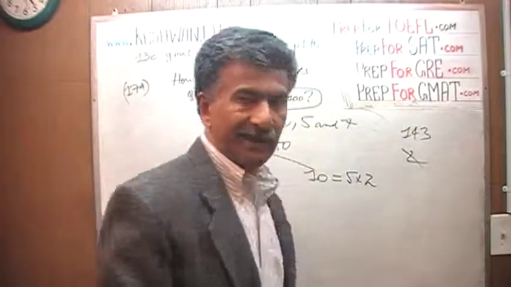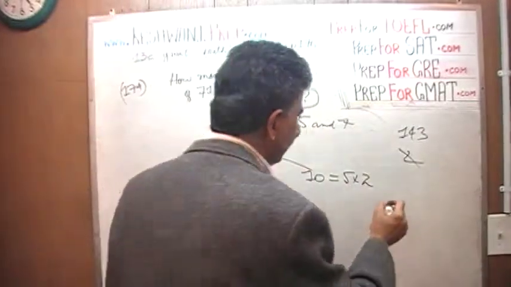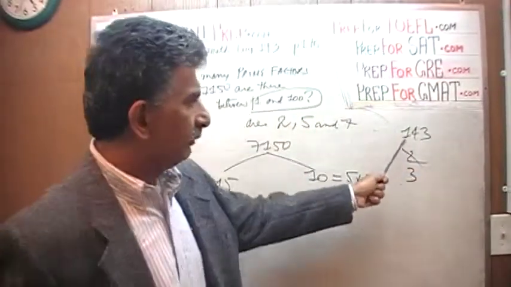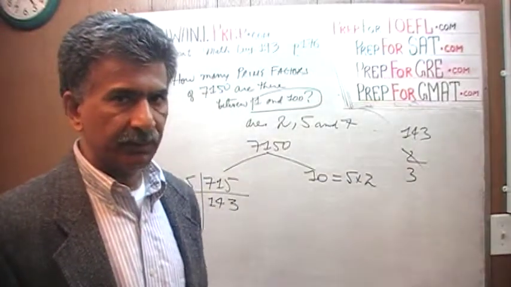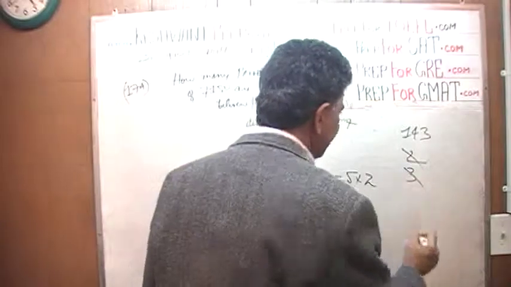Obviously not, because it's not an even number. Can we divide it by 3? Well, let's find out. 1 plus 4 is 5, 5 plus 3 is 8. The sum of the digits is 8, 8 is not divisible by 3, therefore we can't divide it by 3.